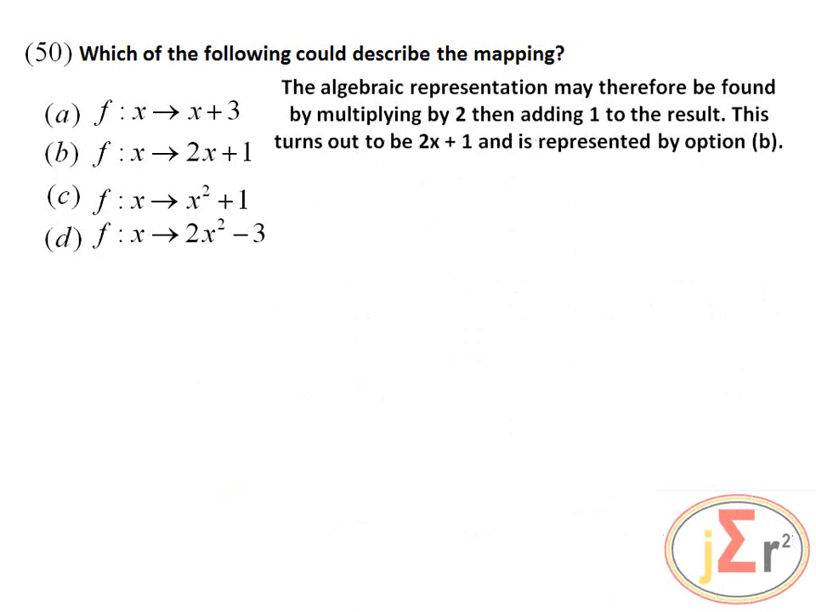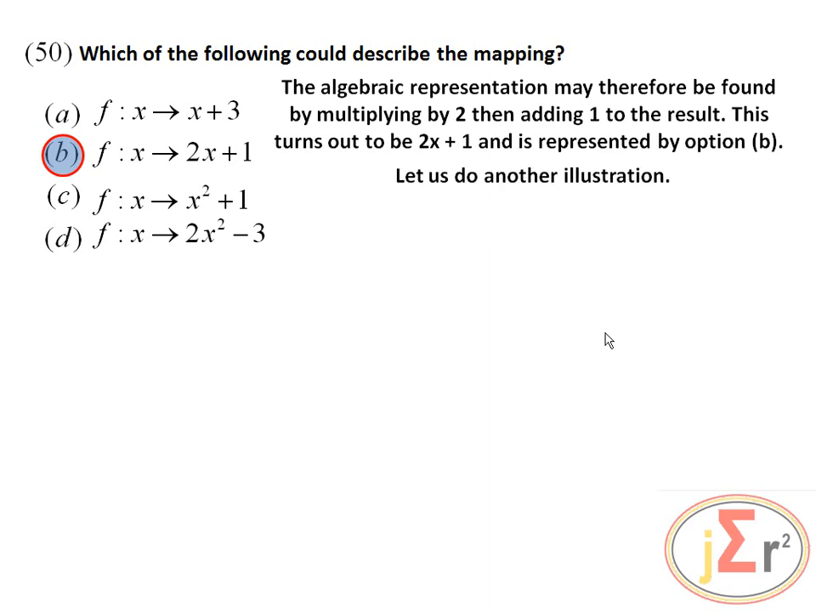The algebraic representation may therefore be found by multiplying by 2, then adding 1 to the result. This turns out to be 2x plus 1 and is represented by option B. So we see that when we have a constant difference of 2, it has something to do with multiplication by 2. And further investigation shows that if we multiply by 2, then add 1, then we have our correct answer, as we have shown.